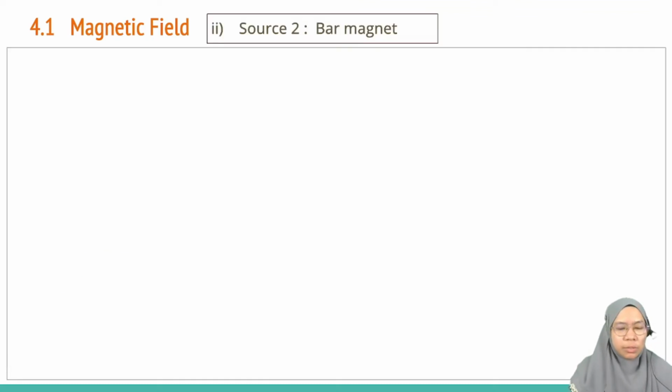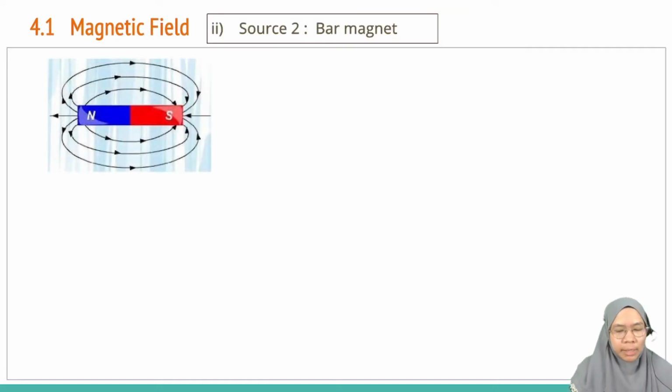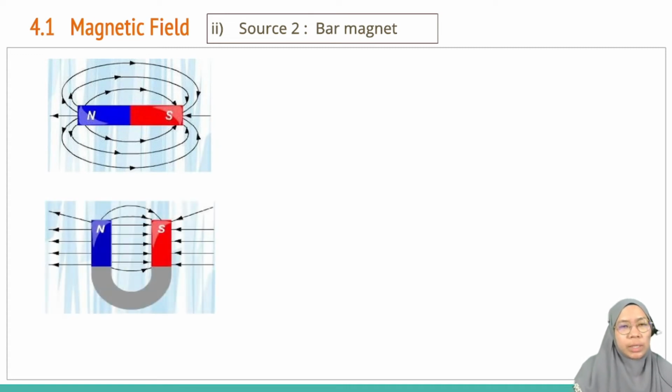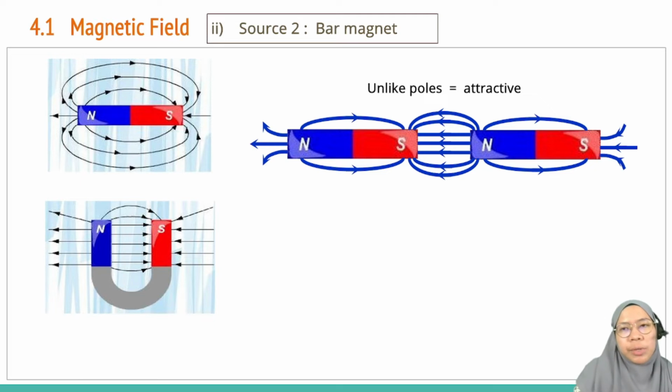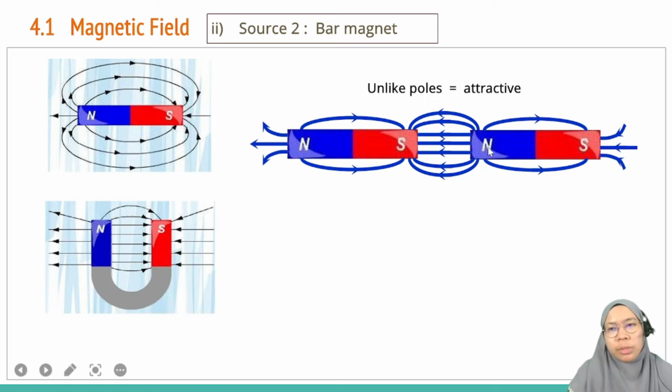Okay, so the next source is about bar magnets. I believe you have seen some of the patterns in school. The lines are leaving the north pole going into the south pole. For unlike poles experiencing attractive force, this is how the pattern looks around them. So the north going into the south.